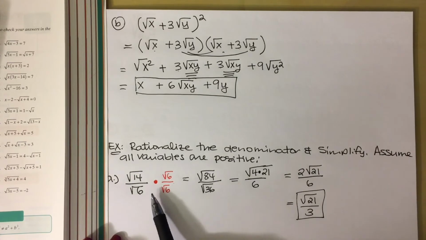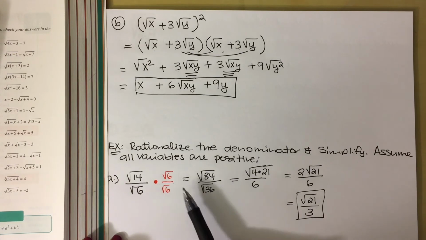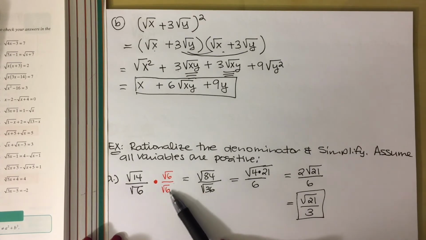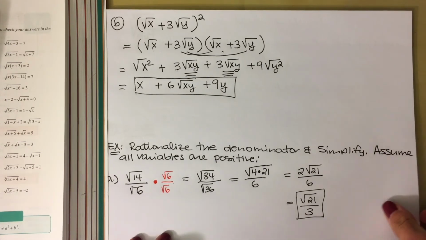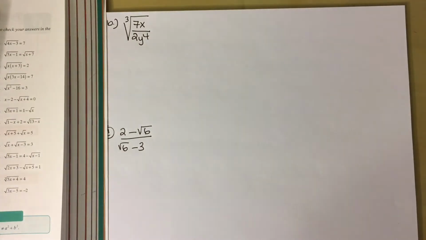Another thing you could have done is reduce 6 and 14 first. So you could reduce first and then multiply by whatever is needed to get a perfect square in the denominator. That will also work. Let's look at the second example.